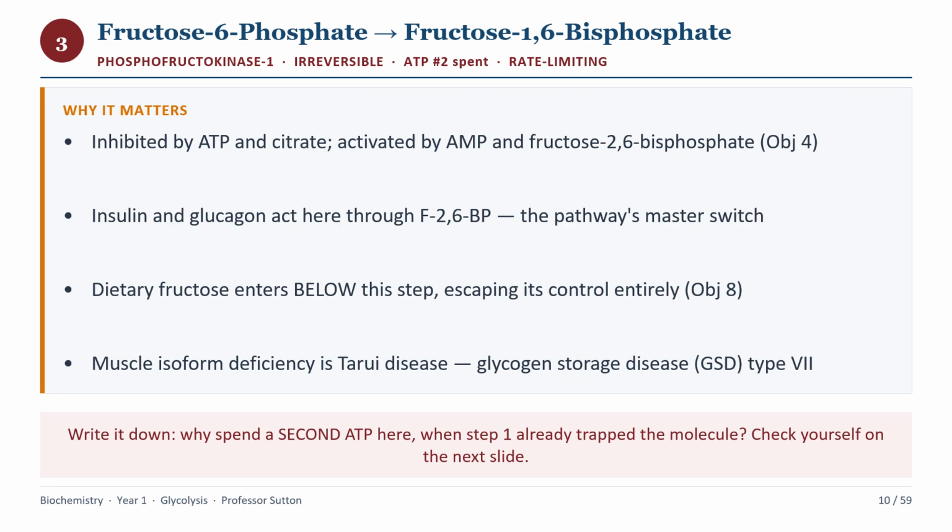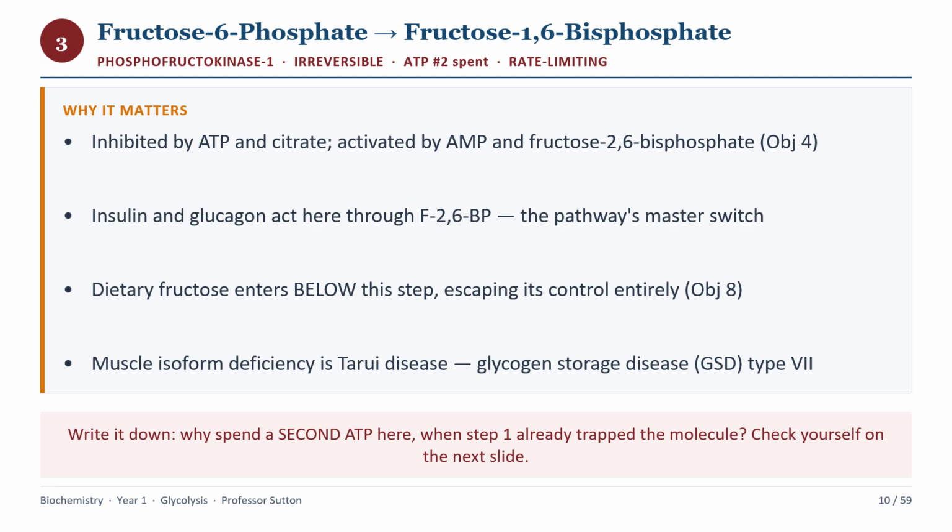The regulators. You have to memorize these. They are asked directly. Phosphofructokinase 1 is inhibited by ATP and by citrate. It is activated by AMP and by fructose 2,6-bisphosphate, which is the most potent activator of the two. Insulin and glucagon exert their control over this pathway through fructose 2,6-bisphosphate, acting at this enzyme.